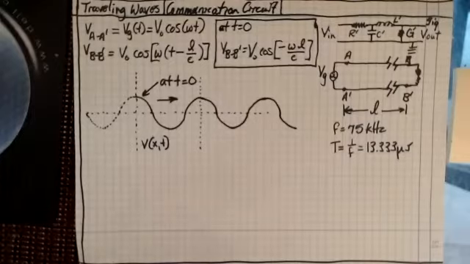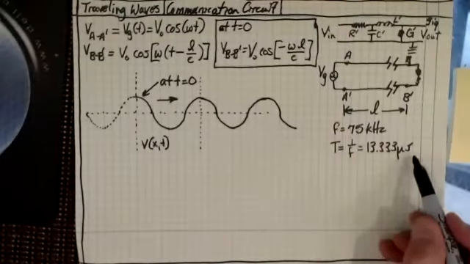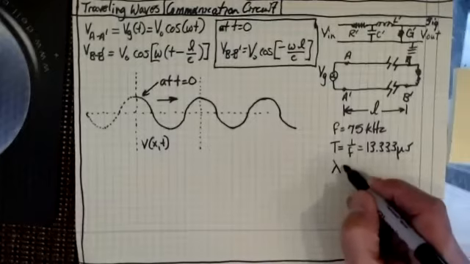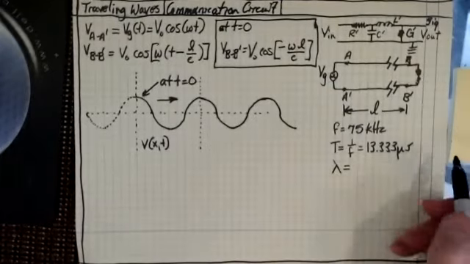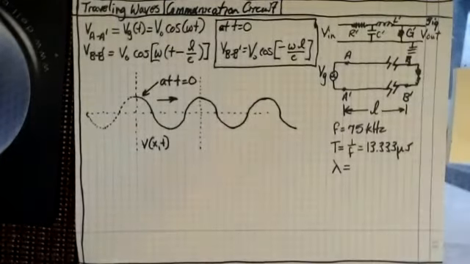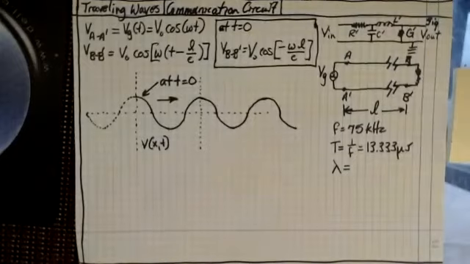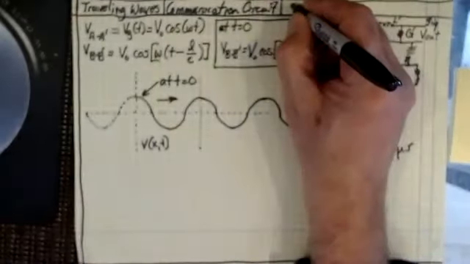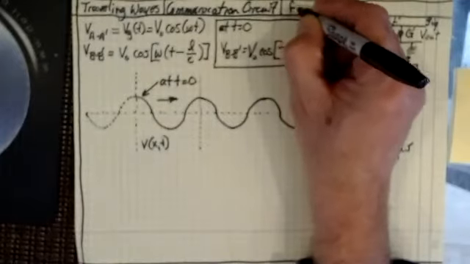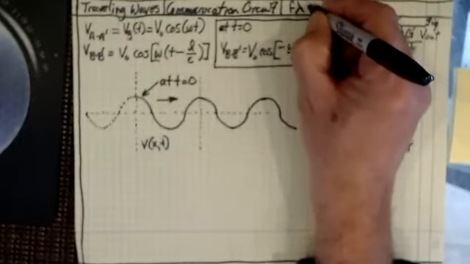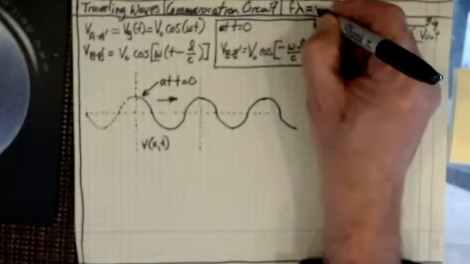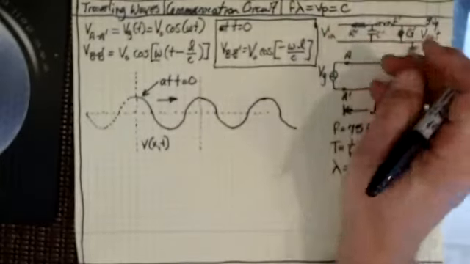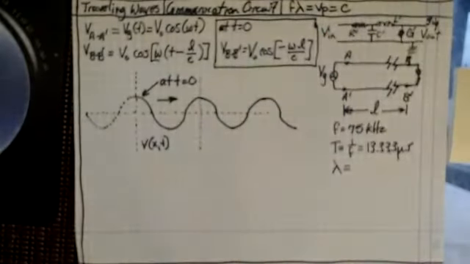And you're probably also wondering, okay, that takes 13.33 microseconds, but how long is that? How long is that wavelength for a 75 kilohertz electromagnetic wave? And we know that frequency times wavelength equals the velocity of propagation.